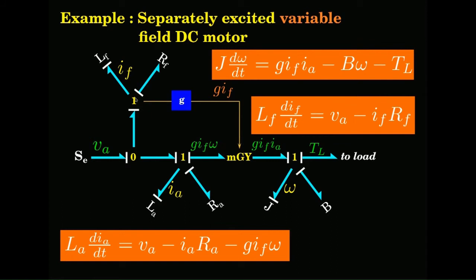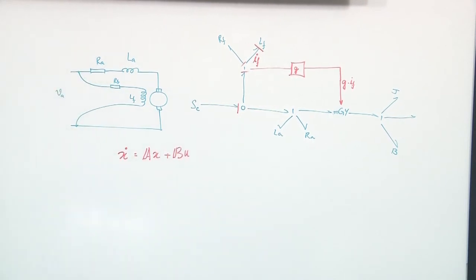Then here, LF is the flow decider. I need to decide this effort which is contributed by these two. So, this is VA minus IFRF. So, you have your 3 state equations. Can I put it into the matrix form? Can I put it in the generic form of any state variable, x dot is equal to AX plus BU?